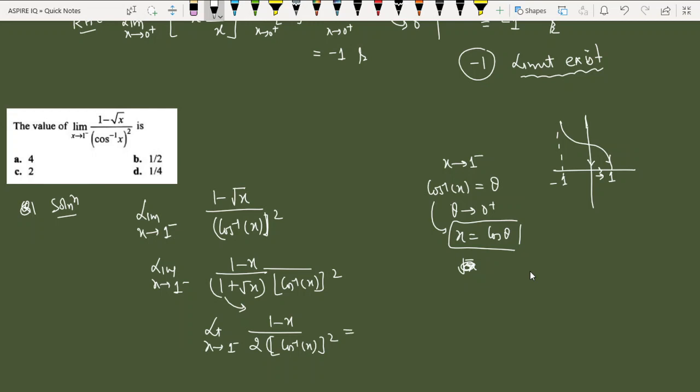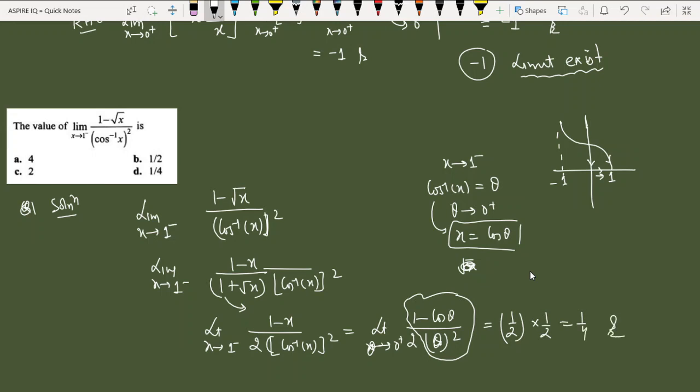Now replace x equal to cos theta: 1 minus cos theta over 2 theta square, limit theta tends to 0 plus. So the answer is half, and the answer of this is also half, so your answer is 1 by 4. So this is the final answer.